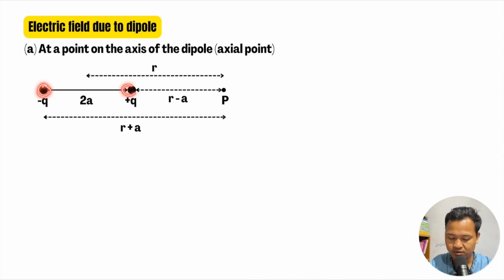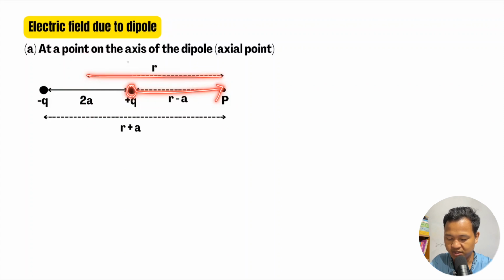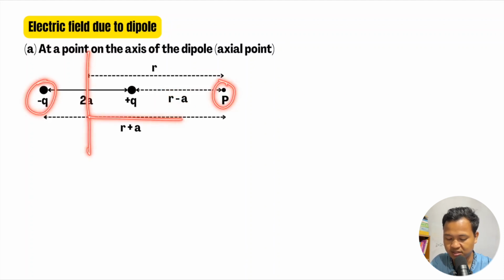So first is at a point on the axis of a dipole. Here I have a dipole, plus Q and minus Q, with separation 2A. The center is here. Point P, where the electric field is to be found, is at a distance of R. So this part is A and this part is A. Plus Q is at a distance R minus A from P, and minus Q is at a distance R plus A from P.